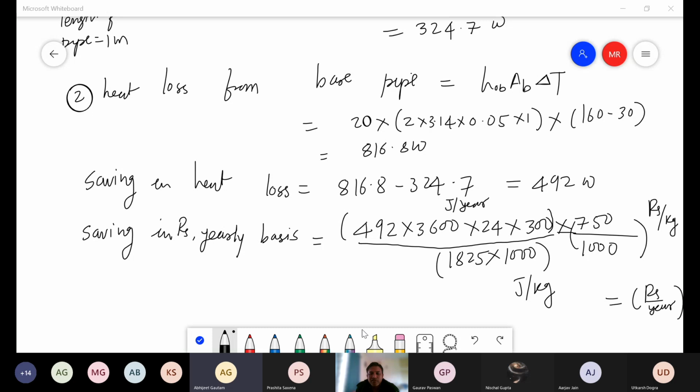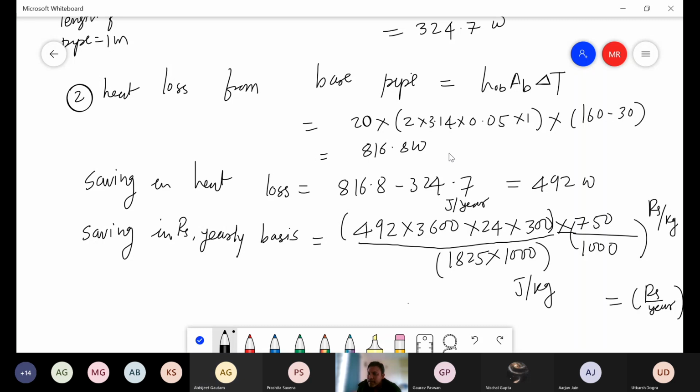Why do we divide by this latent heat? Ultimately, we are interested in finding the saving in rupees on a yearly basis, isn't it? So we first calculated the heat loss saved on a yearly basis. If I don't eliminate this heat loss, then this much amount of energy is going to get wasted by the condensation of the steam. Do you all agree? Yes, sir.